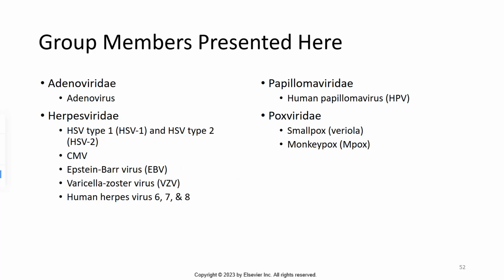Members are adenoviridae, the adenovirus, herpesviridae, HSV 1 and 2, CMV, EBV, VZV, human herpesvirus 6, 7, and 8. And then papillomaviridae and poxviridae are also part of this category.